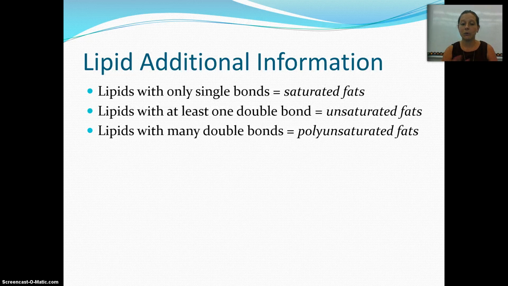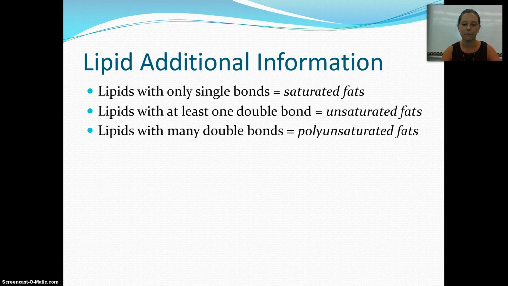Okay, some more additional info. Lipids that have only single bonds are called saturated fats. They are saturated with single bonds. Lipids with at least one double bond are called unsaturated fats. And lipids that have many double bonds are going to be polyunsaturated fats. Remember, poly means many. So you want to be careful with how many saturated fats you are eating. You have to eat fat sometime, right? You don't want to cut lipids completely out of your diet, but you want to be careful with how many saturated versus unsaturated fats you're eating, and we'll talk about that more in class when we're looking at our food labels.